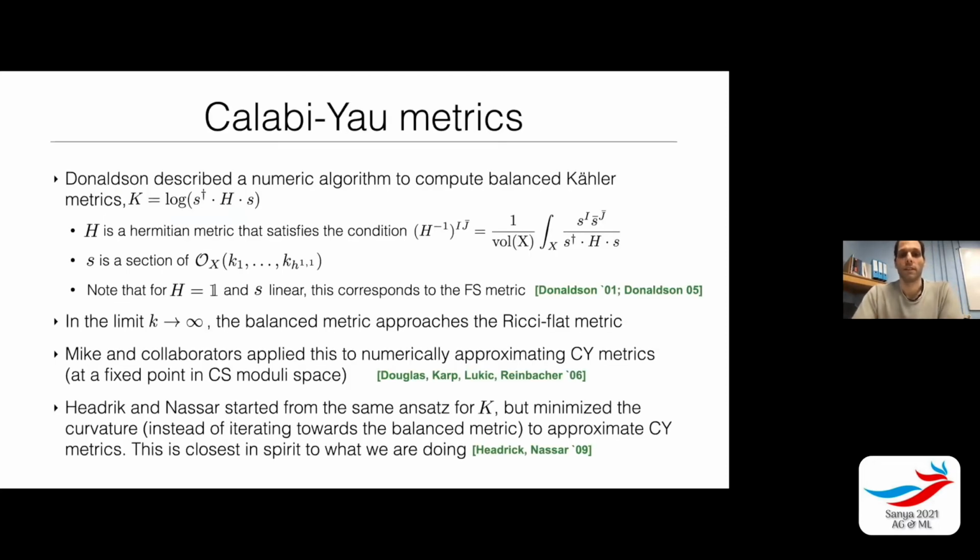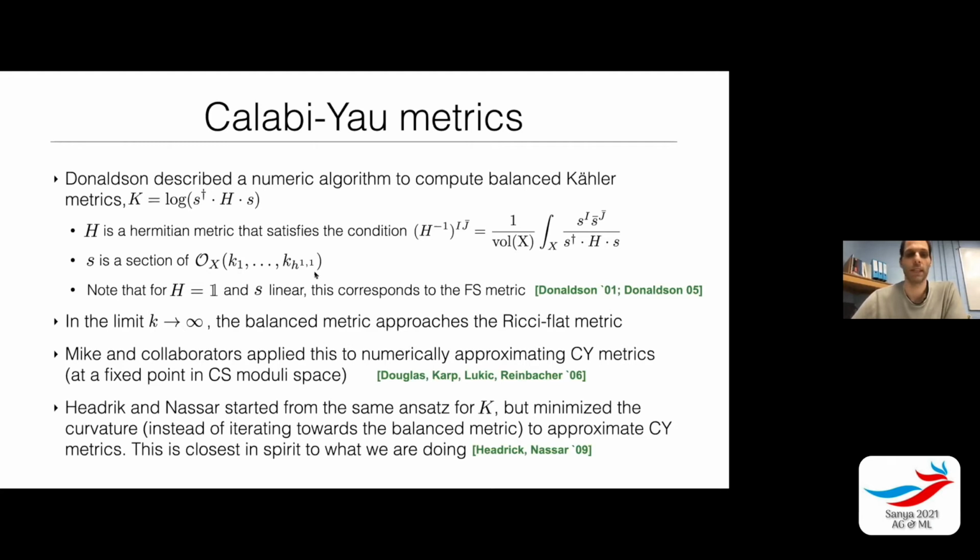Well, Donaldson described a numeric algorithm to compute balanced Kähler metrics. These are not Calabi-Yau metrics, but they start from a Kähler potential, which is given by log of S† H S, where H is a Hermitian metric that satisfies this condition. This is the balance condition. So H inverse is equal to the integral of the product of these vectors S divided by S†HS. S itself is a section of the line bundle O_X(k), where these are the first Chern classes of the line bundles that specify the Calabi-Yau.